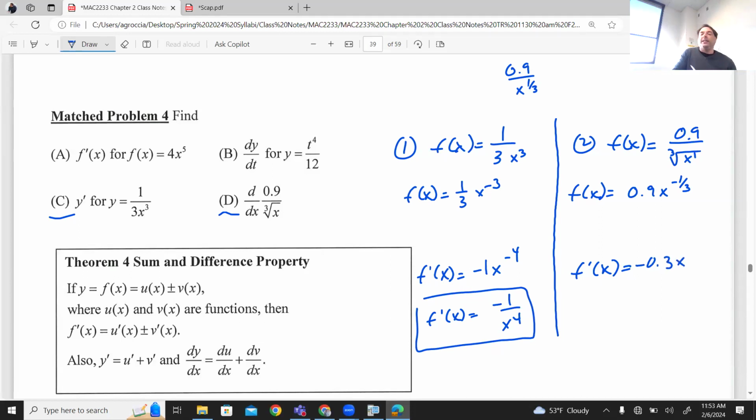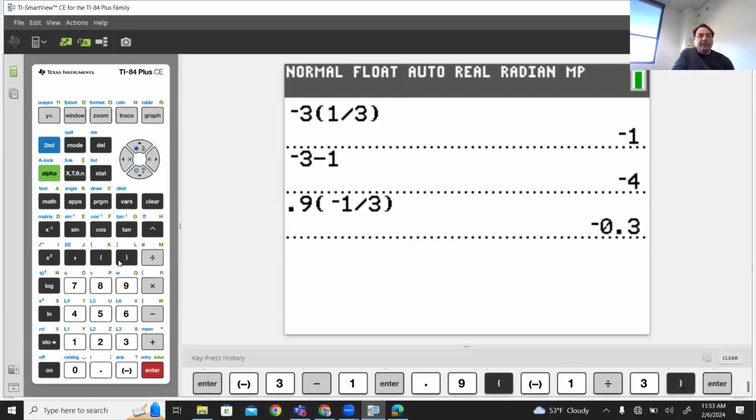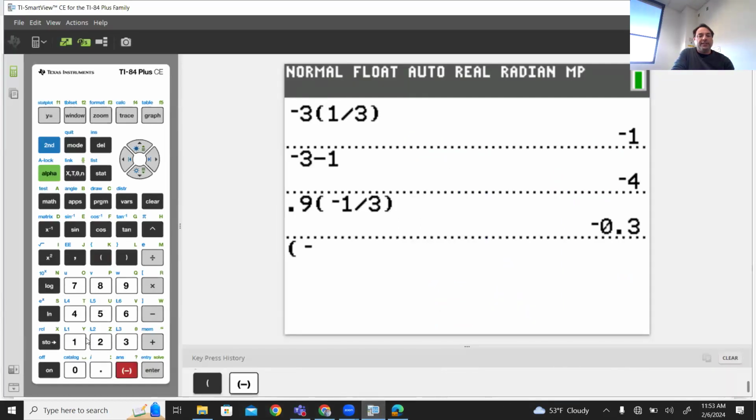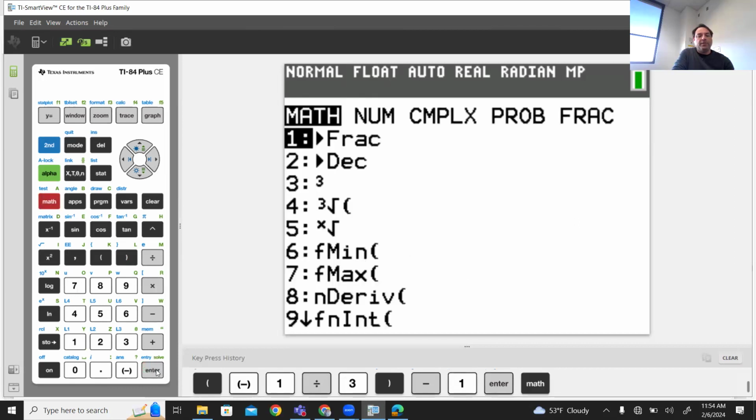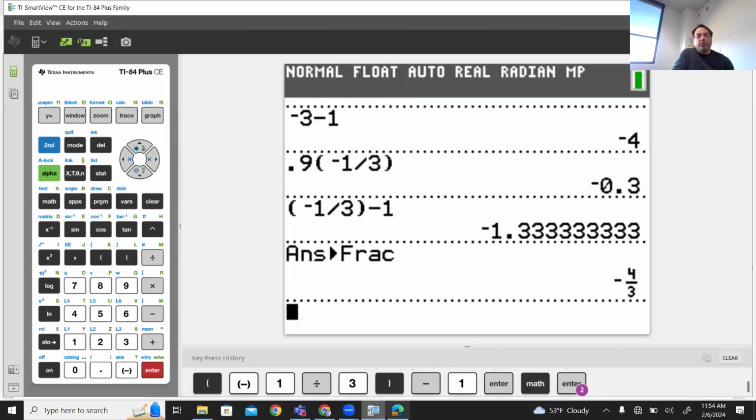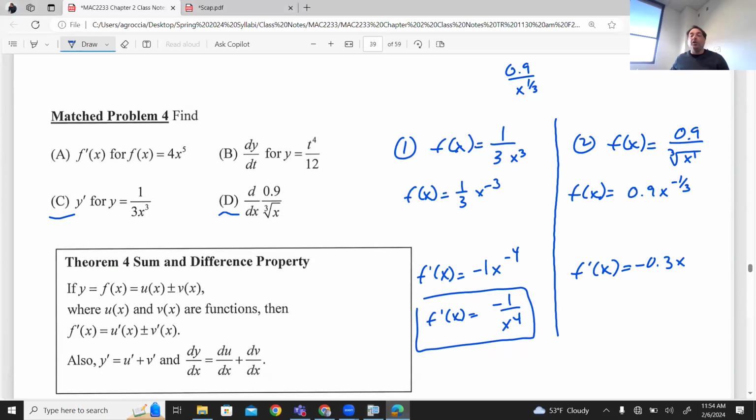And then negative 1/3 minus 1 is negative 4/3. But again, if you need your calculator, parenthesis negative 1/3 minus 1, and then we get, using the math fraction, negative 4/3. And if you're like, oh, these are so much harder, they're the same. The reason why you think it's harder is because it's a fraction and a decimal, but they're the same.